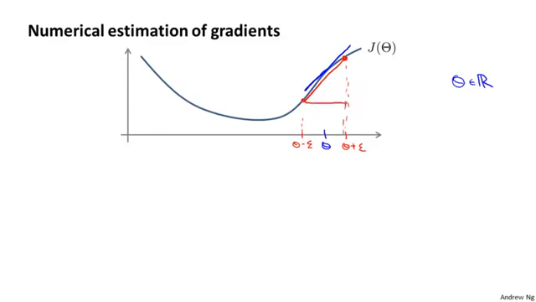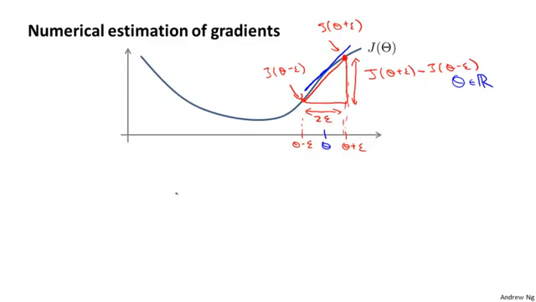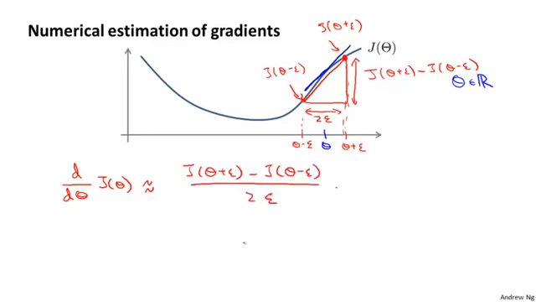Mathematically, the slope of this red line is this vertical height divided by this horizontal width. So this point on top is J of theta plus epsilon. This point here is J of theta minus epsilon. So this vertical difference is J of theta plus epsilon minus J of theta minus epsilon. And this horizontal distance is just 2 epsilon. So my approximation is going to be that the derivative with respect to theta of J of theta at this value of theta is approximately J of theta plus epsilon minus J of theta minus epsilon over 2 epsilon.